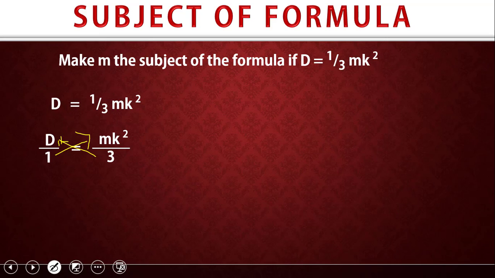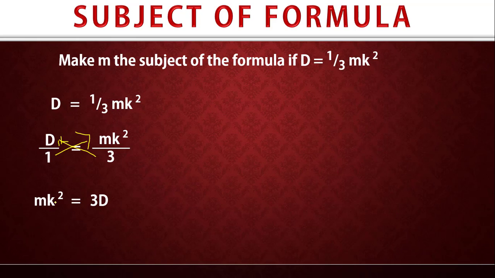When you cross multiply, the first one will be 1 multiplied by mk square. Anything multiplied by 1 will give that same thing. So we have mk square at our left hand side, then equals 3 multiplied by d, that will give us 3d. Remember we are making m the subject of the formula. So since we are making m the subject of the formula, what can you see beside m that could hinder us from getting our m?